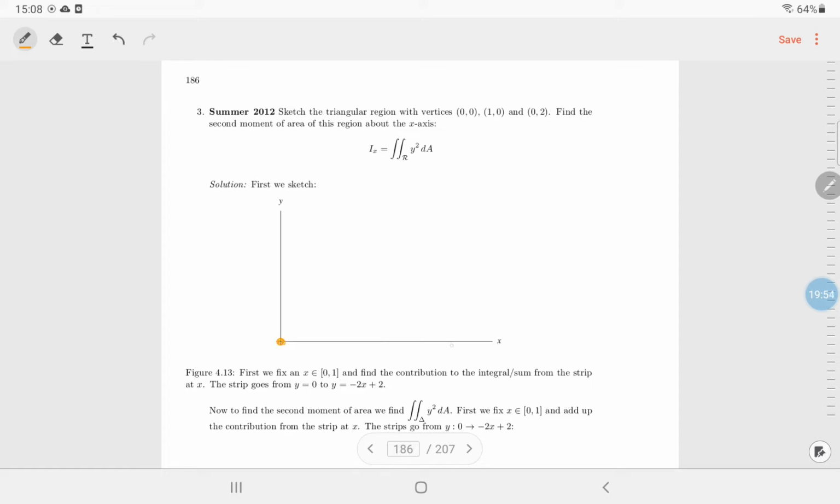So 0, 0, I won't go to scale here. 1 along the x, 0 along the y, and 0 along the x, 2 along the y. So just remember, it's not just the triangle, it's the whole two-dimensional triangular region.